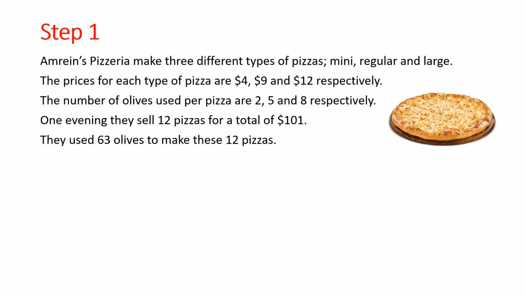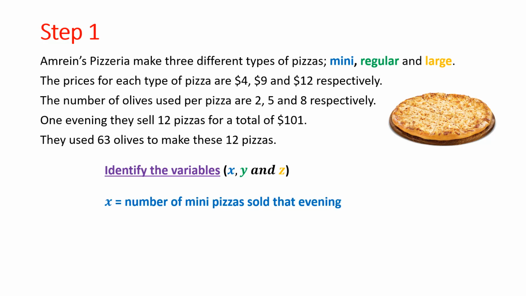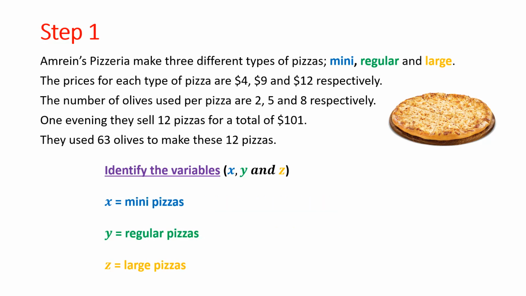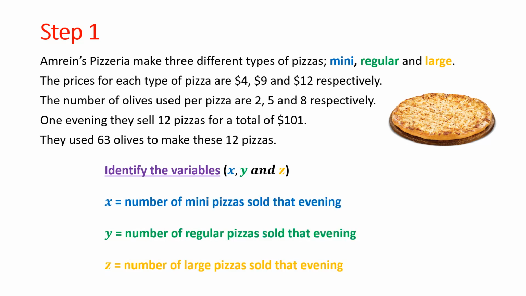Okay, let's get into step 1 and identify our variables, x, y, and z. Because we have mini, regular, and large pizzas, let's go x is the number of mini pizzas sold that evening, y is the number of regular pizzas sold that evening, and z is the number of large pizzas sold that evening. If you're a little lazy and just said x equals mini pizzas or x equals mini, you would get it marked wrong. You must be more concise and say something like the number of mini pizzas sold in the evening.